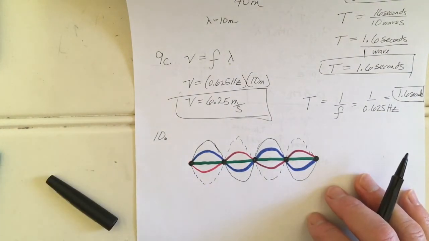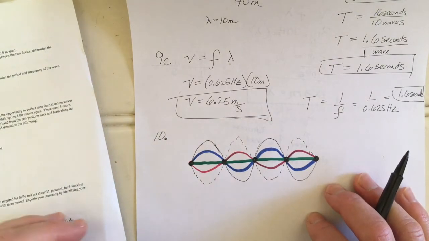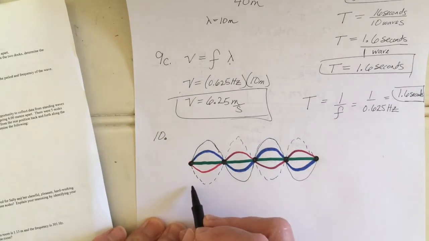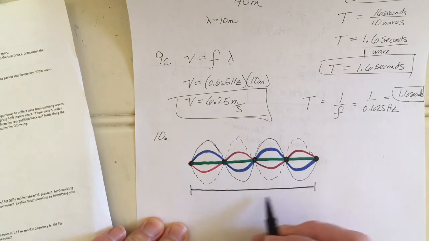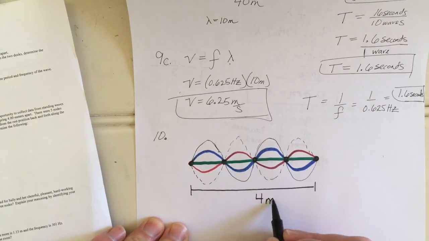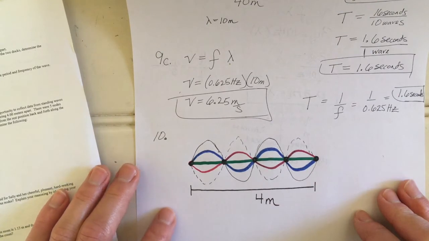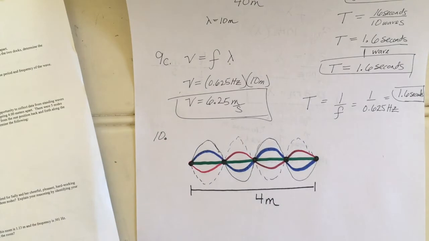And so now we can start to think about what's really happening here. It says that she and her partner are 4 meters apart. Okay, so this distance right here is 4 meters. Well, does that help us find the wavelength? Kind of, sort of. That's part A. That depends on how we think about wavelength.